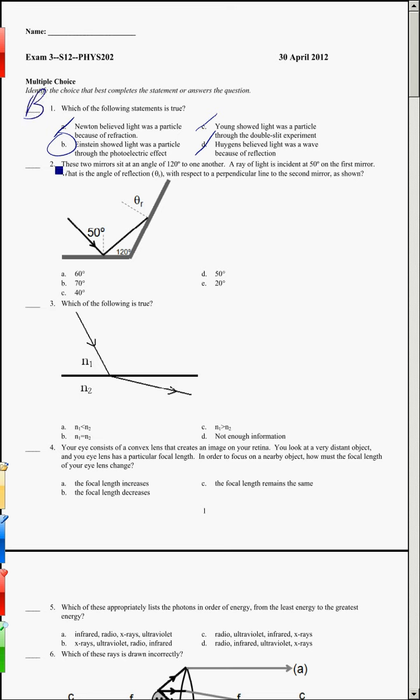These two mirrors are at an angle of 120 degrees. That's this angle right here. A ray of light hits the first mirror at 50 degrees. What is the angle of reflection? So if that's 50, this is also 50. It means that this angle is equal to 40.